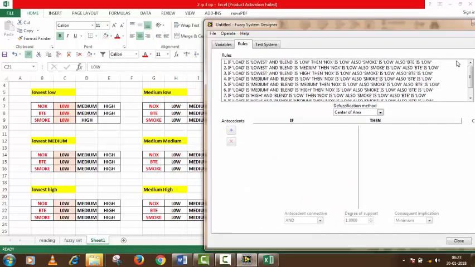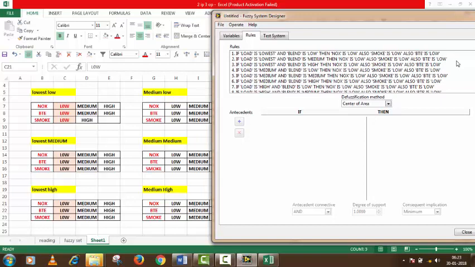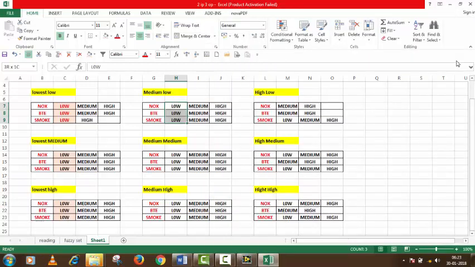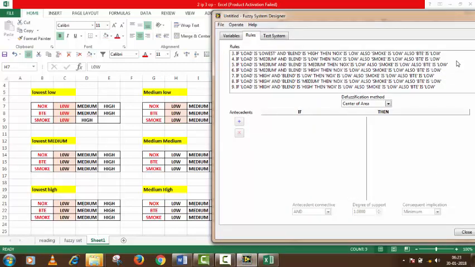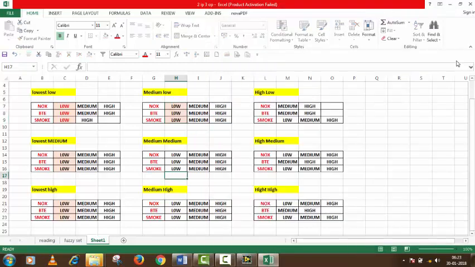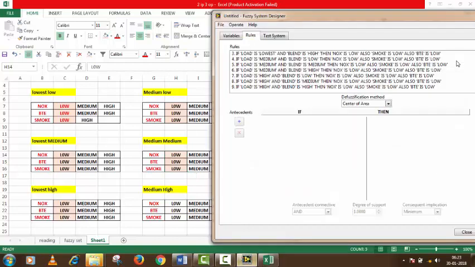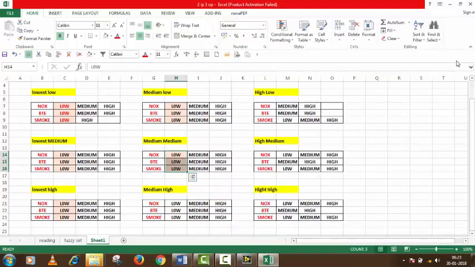Coming here. If the load is medium, blend is low. This combination, NOx is low, smoke is low, BT is low. Okay, this combination is also okay. Next, I think so. Fifth rule: the load is medium, blend is medium. It will come here. The NOx is low, smoke is low, BT is also okay. This is also satisfied. So among the three rules, one rule is coming. Go to here. Next, sixth: load is medium, blend is high, NOx is low, smoke is low, BT is also okay. This is also coming. Highlight it.